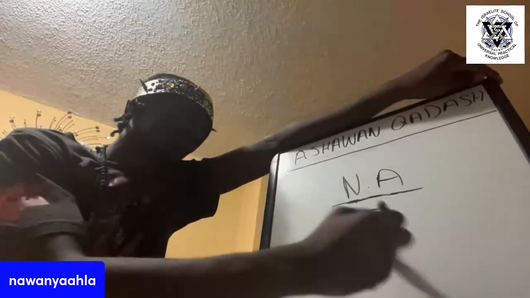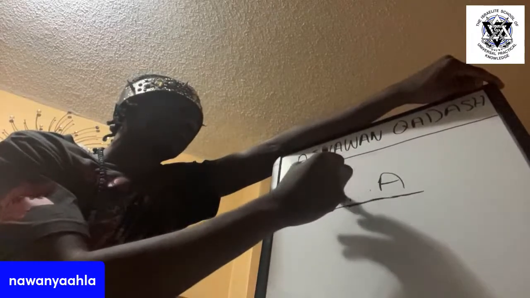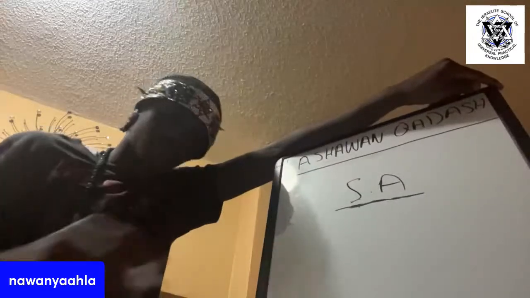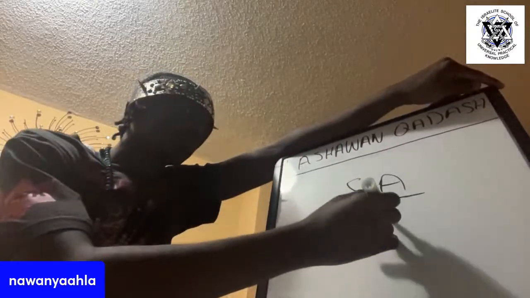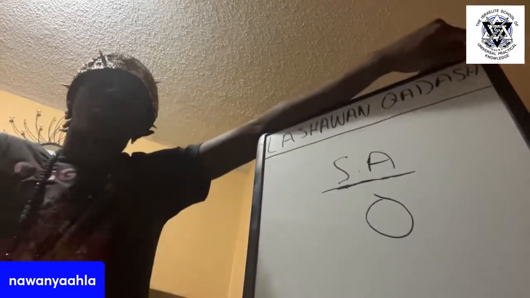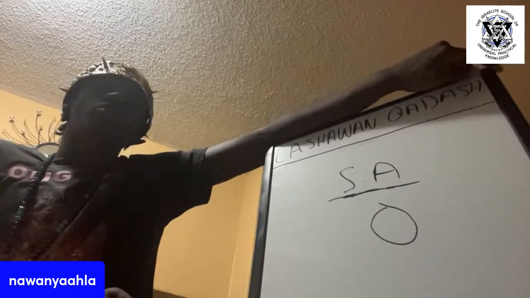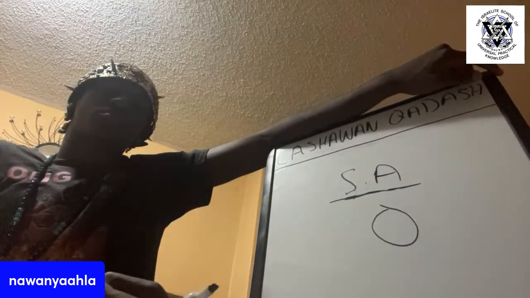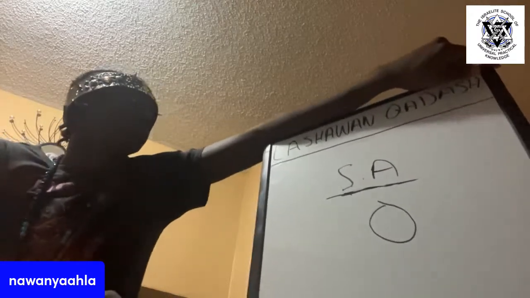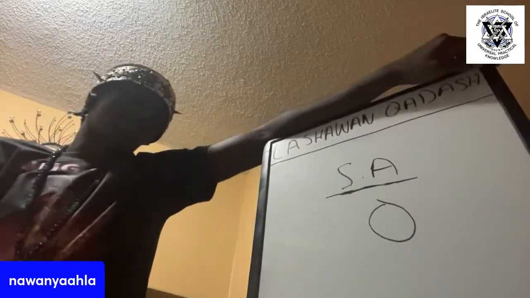Next up, got the sa. That's the sa in the Paleo Hebrew. That's like it in the Assyrian Hebrew. That's the sa in the Assyrian Hebrew.